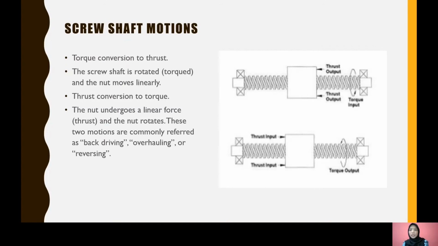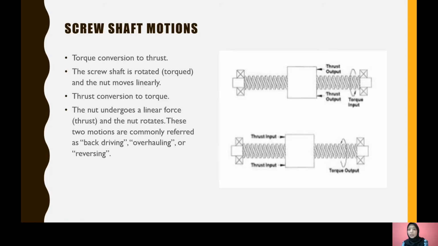Screw shaft motion. There are four distinct motion converting actions that can be produced by screw shafts and nuts. The two most common involve torque conversion to thrust. The screw shaft is rotated, torque, and the nut moves linearly.